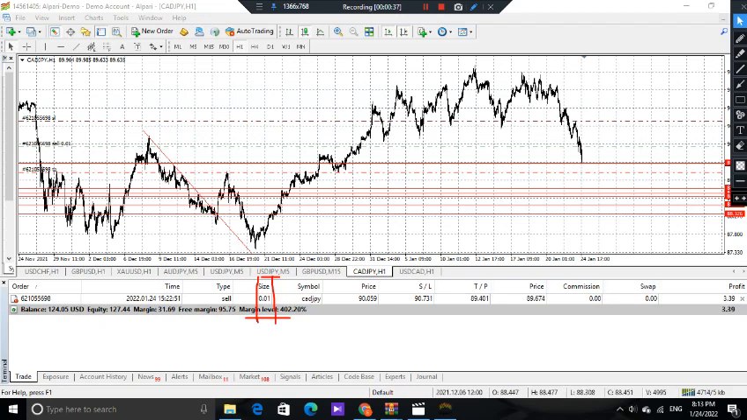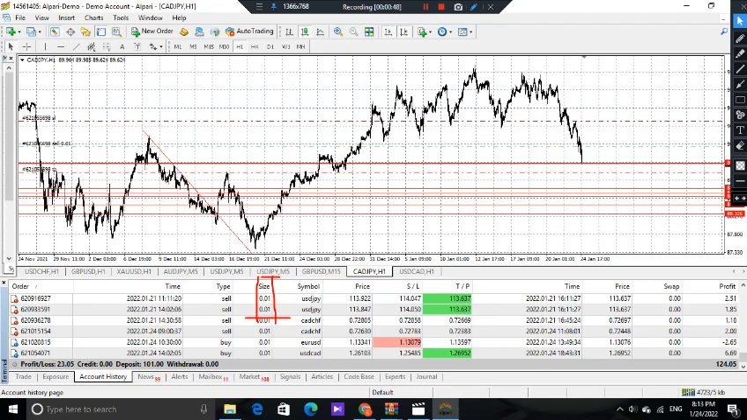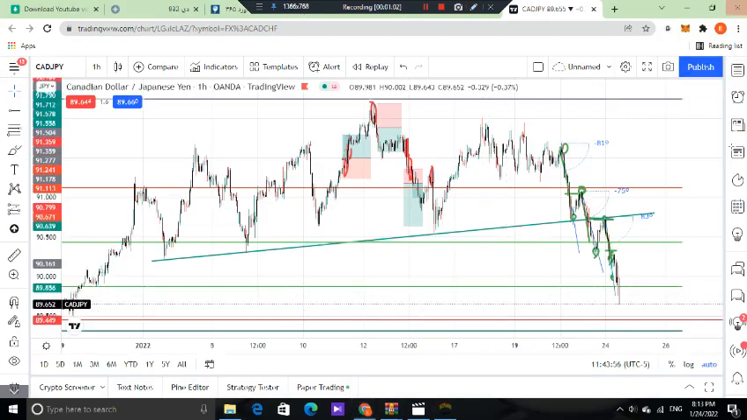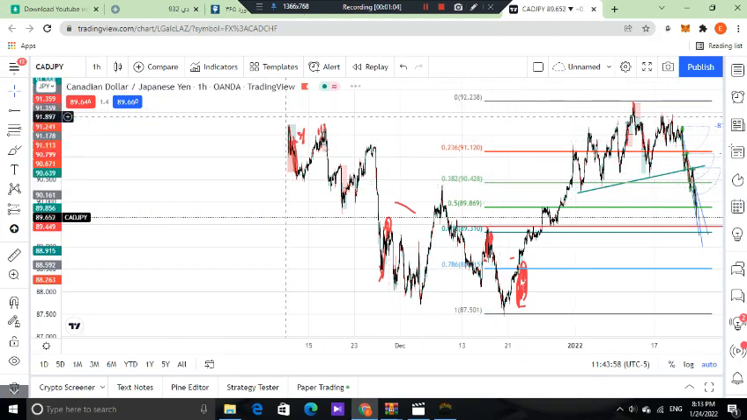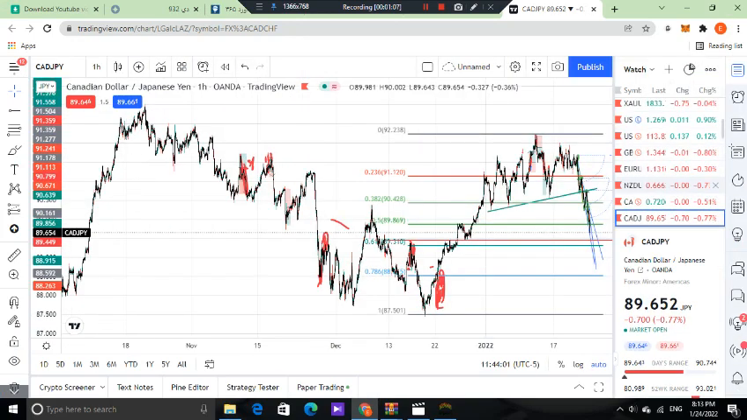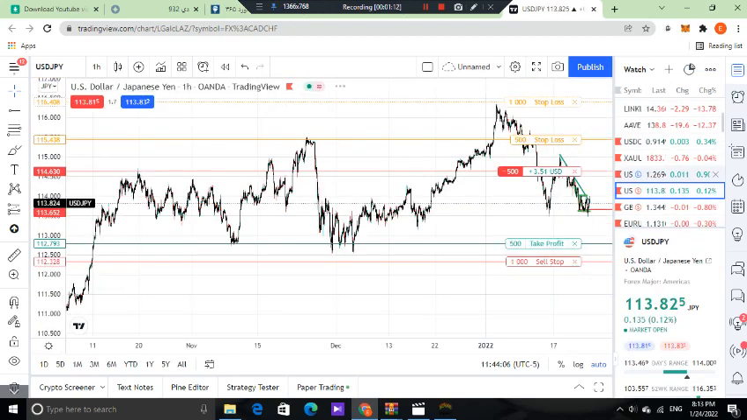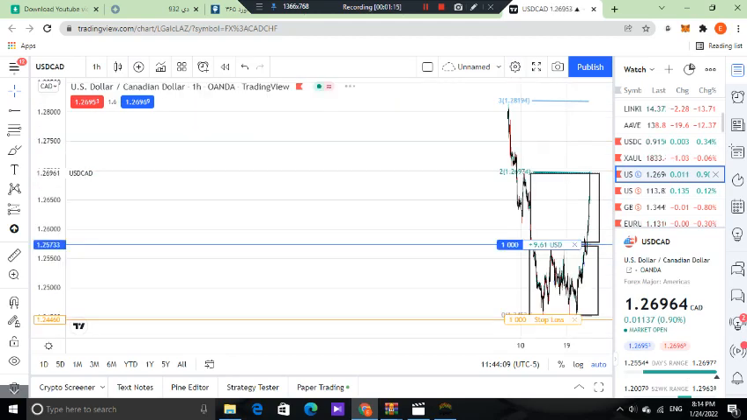And yes, one of them just hit the target. USDCAD hit the target. USDCAD, CADJPY, let me show you the analysis of this. Okay, USDCAD, where is it? Here it is.